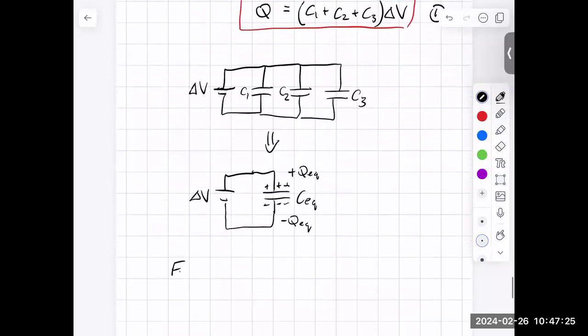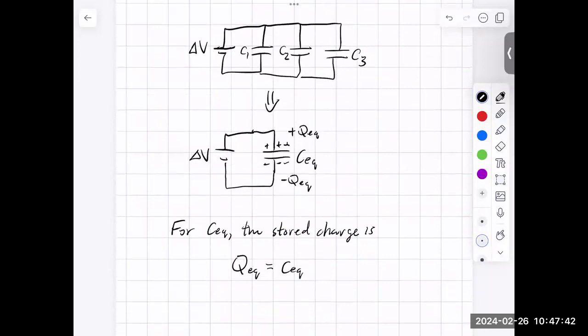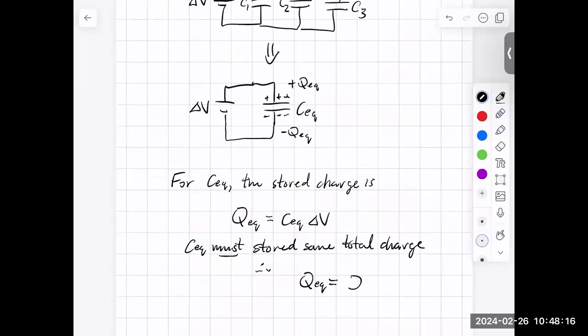And we would say for C equivalent, the stored charge is Q equivalent. Well, it was just C times delta V, right? So it's C equivalent times delta V, where delta V is the battery voltage. We're using the same battery. Well, in order for these two circuits to be equivalent, they must store the same charge. So C equivalent must store the same total charge. Otherwise, it wouldn't be called an equivalent capacitor. And so therefore, Q equivalent is equal to Q, and that has to be equal to C equivalent delta V. And so we'll call that equation 2.